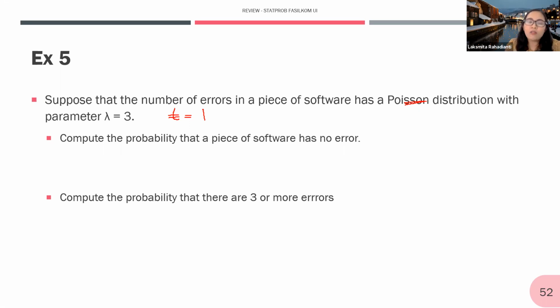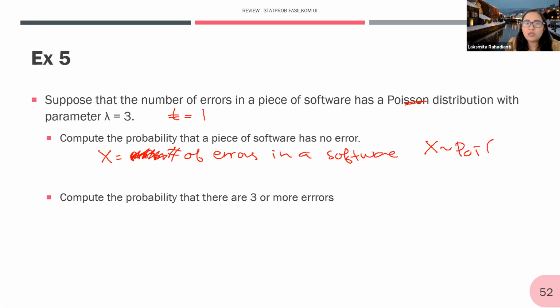What is the probability that the piece of software has no error? First, I need to solve this using the correct notation. So X is the number of errors in a software, and X follows the Poisson distribution with alpha equals lambda times t, in this case 3. Don't forget to do this step because that's the correct statistical notation. Here what I want to compute is the probability that there is no error.